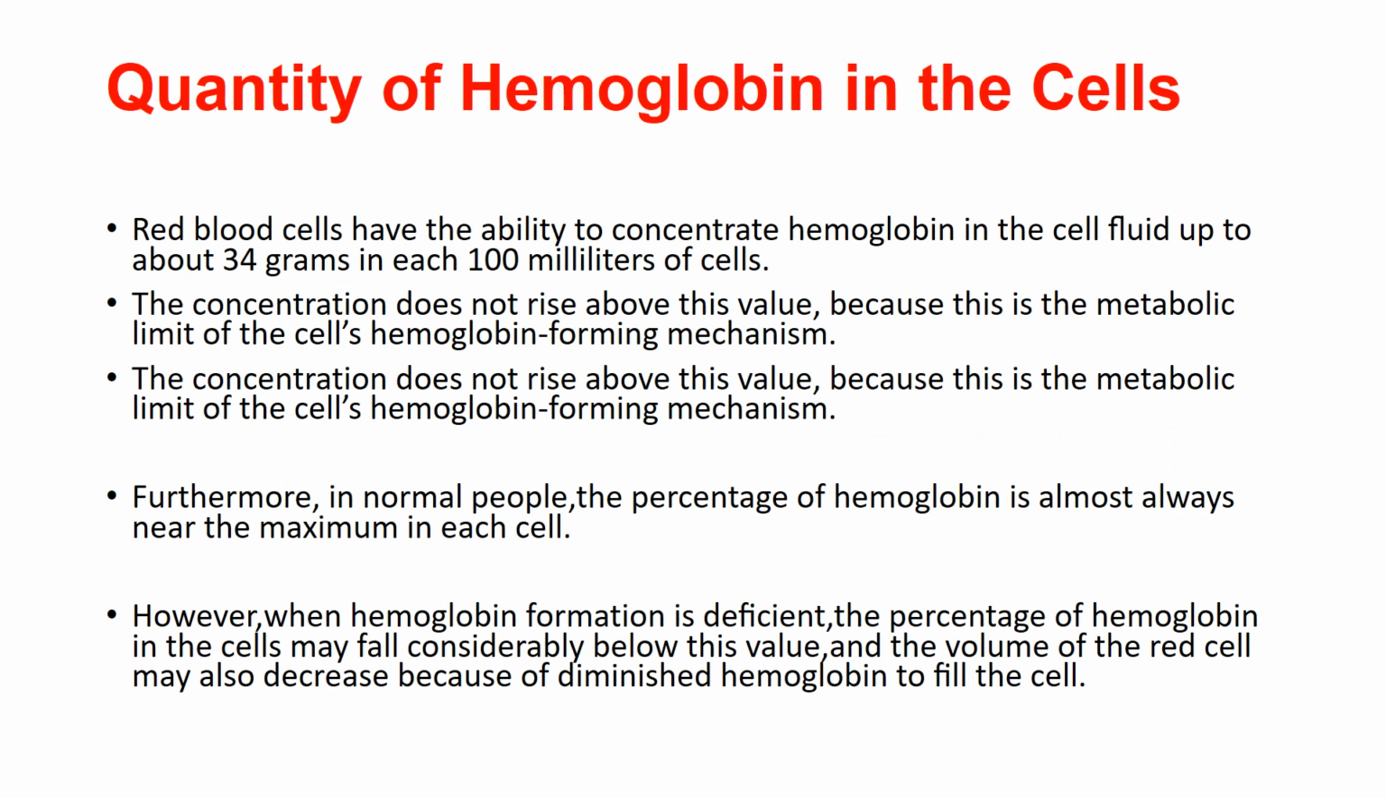Quantity of hemoglobin in the cells. Red blood cells have the ability to concentrate hemoglobin in the cell at up to about 34 grams in each 100 milliliters of cells. The concentration does not rise above this value, because this is the metabolic limit of the cell's hemoglobin-forming mechanism. Furthermore, in normal people the percentage of hemoglobin is almost always near the maximum in each cell. However, when hemoglobin formation is deficient, the percentage of hemoglobin in the cells may fall considerably below this value, and the volume of the red cell may also decrease because of diminished hemoglobin to fill the cell.